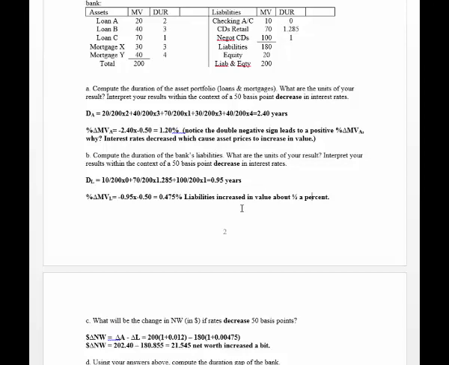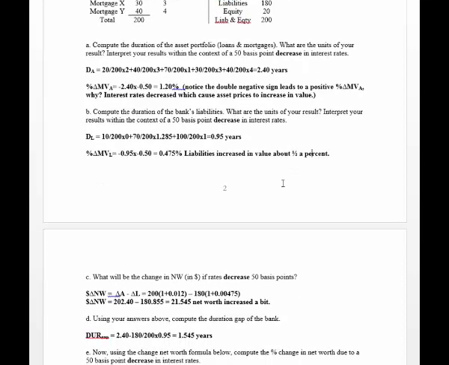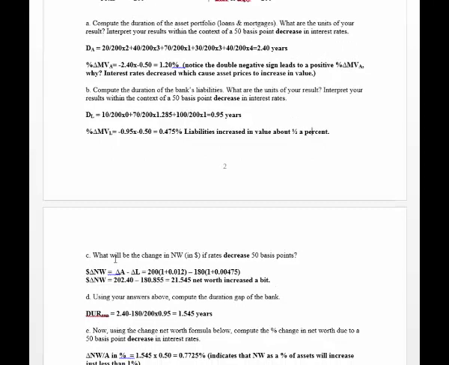You can see that already, we'll have a positive effect of a drop of 50 basis points in interest rates. We'll see in a second. Part C says, what will be the change in net worth in dollars if rates decline by 50 basis points? Intuitively, it's the change in your assets minus the change in your liabilities.